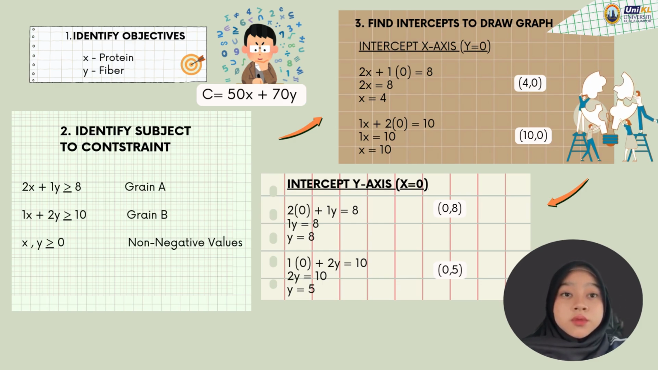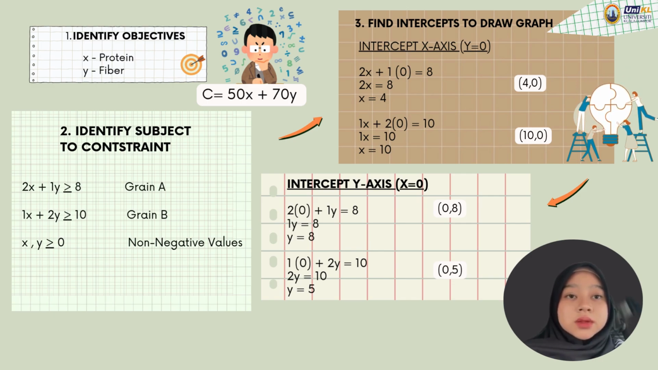So step 3, we need to find the intercepts. Before we can draw the graph, we need to find the intercepts, which tell us where the line crosses the x-axis and y-axis. Let's first find the intercept for the x-axis. When we are on the x-axis, y equals 0. For the first constraint, 2 times x plus 0 equals 8. Solving this gives x equals 4. So the first point is (4, 0), meaning 4 on the x-axis and 0 on the y-axis. For the second constraint, 1 times x plus 0 equals 10. Solving this gives x equals 10. So the second point is (10, 0).